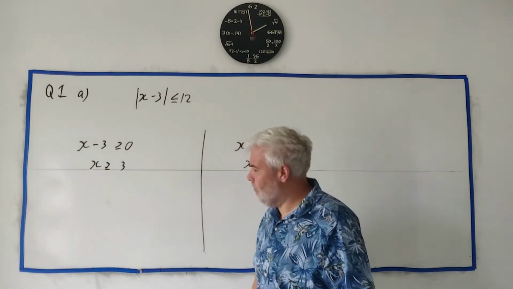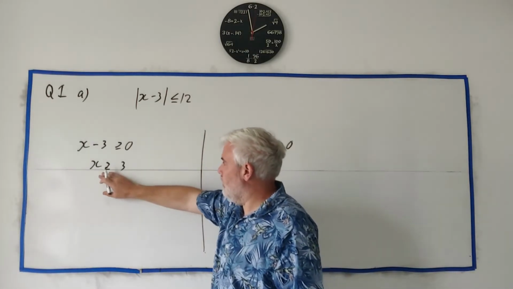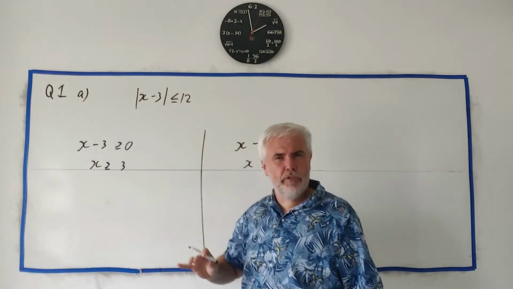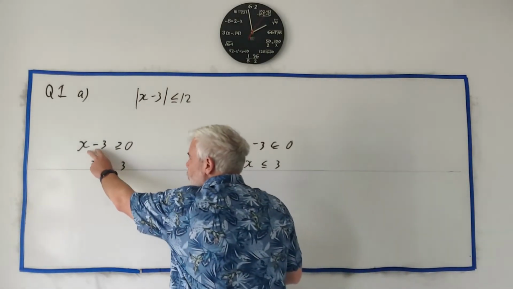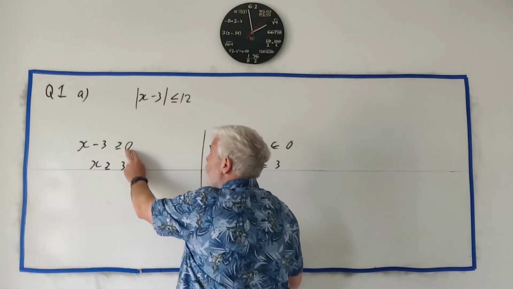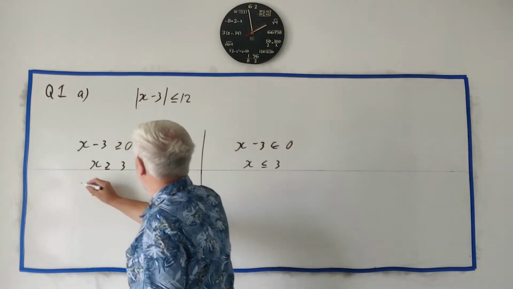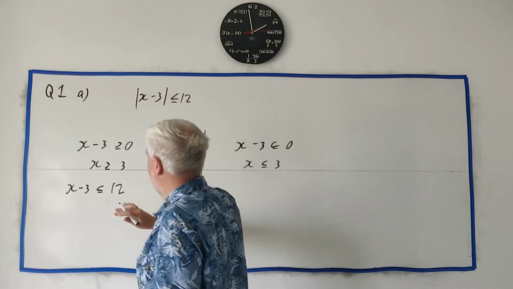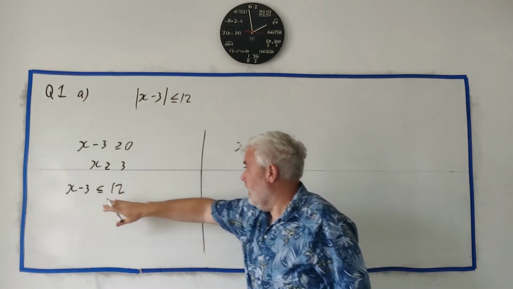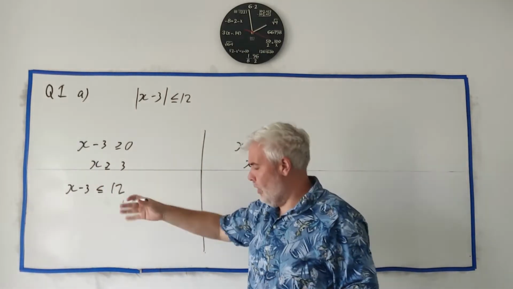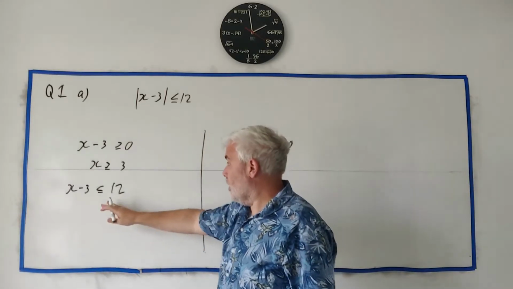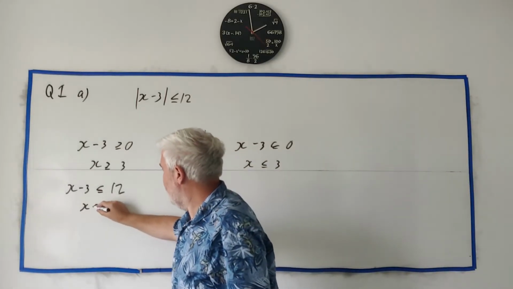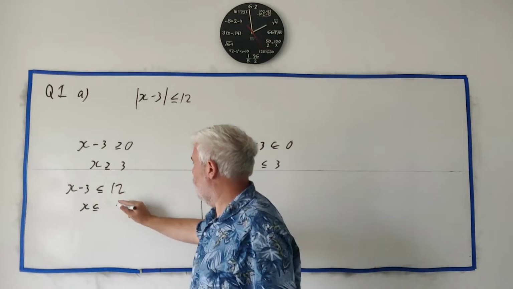Just rearranging that. So in this world, what does the absolute value do? It does nothing because it's already positive. So if I wrote this whole thing out again, x minus 3 is less than or equal to 12. That's all I get. So there's no inequality, there's no absolute value anymore. So I can just rearrange this and get x is less than or equal to 15.